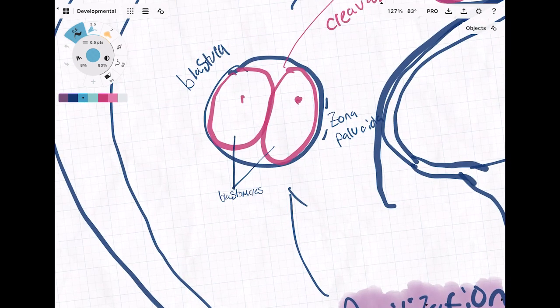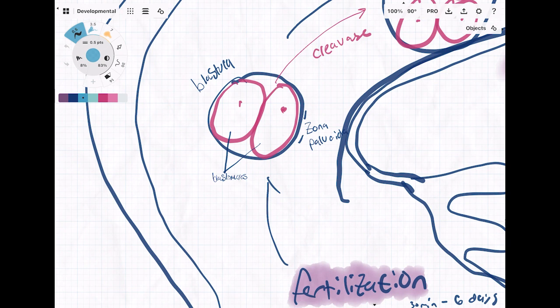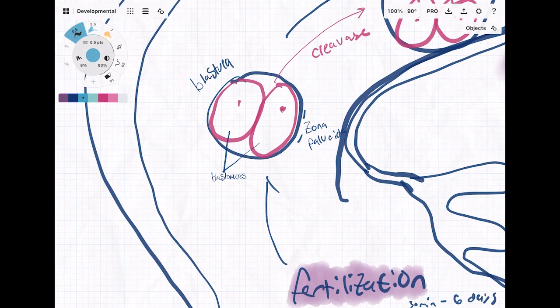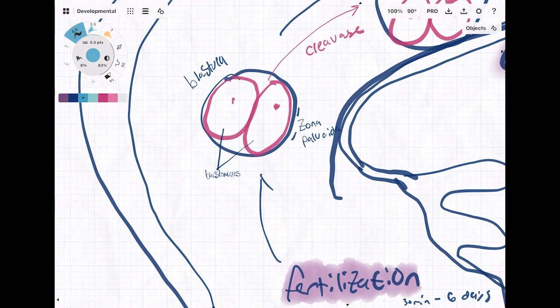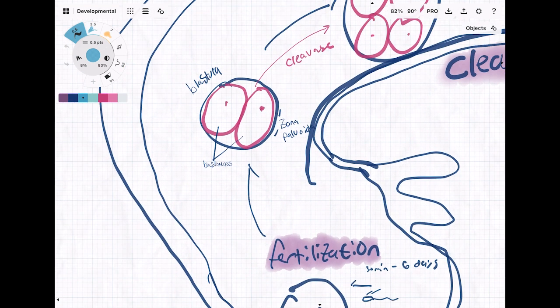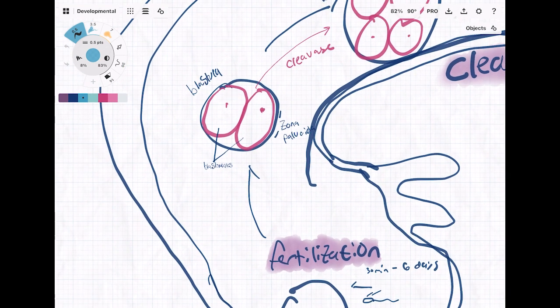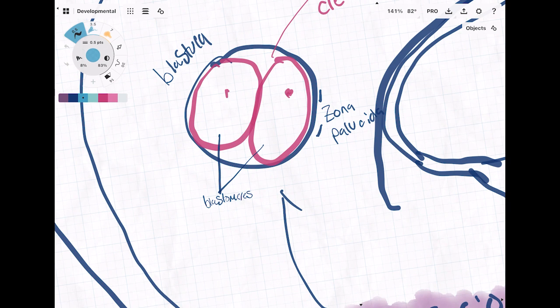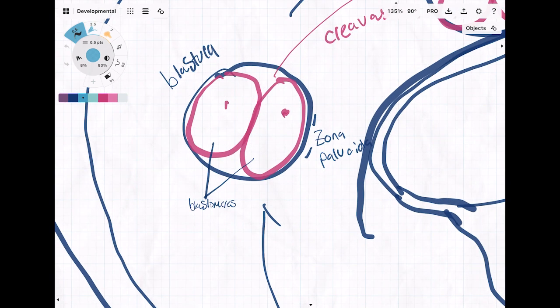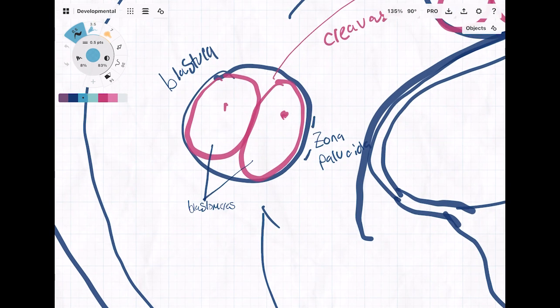And now you have an egg with all the DNA for the organism, but it's going to start to go through cleavage, in which it's going to divide. And so the embryo is inside of a sphere that's called the zona pellucida, which is going to keep it the same size, but the two cells on the inside are going to start dividing.